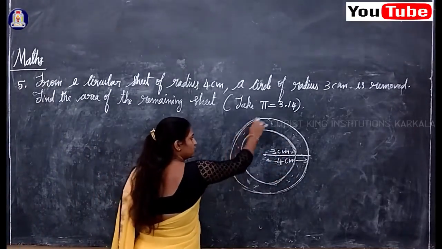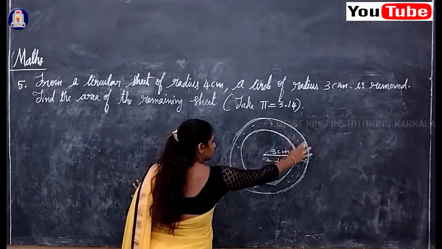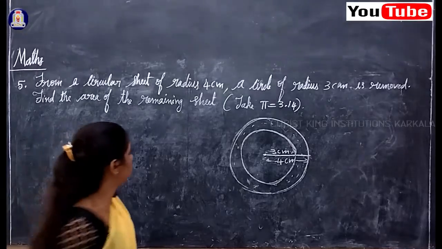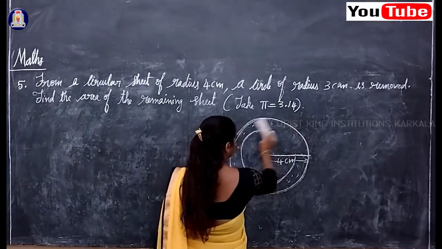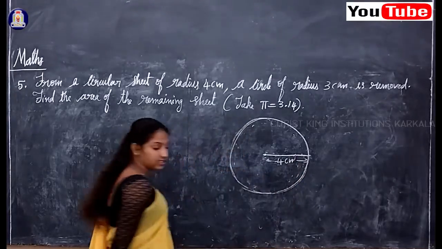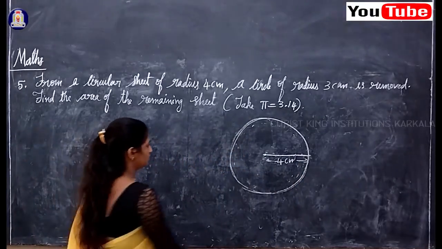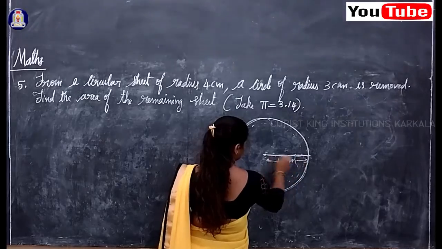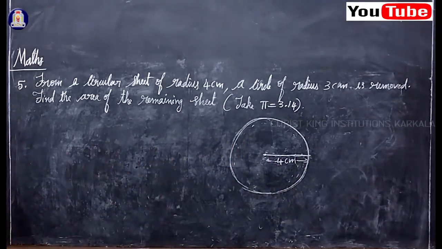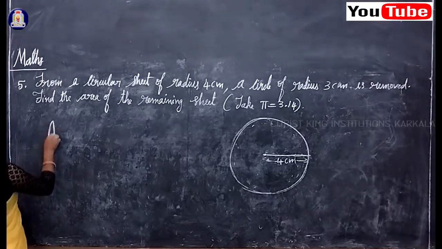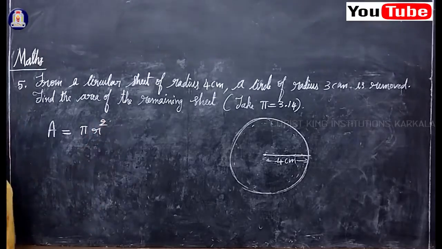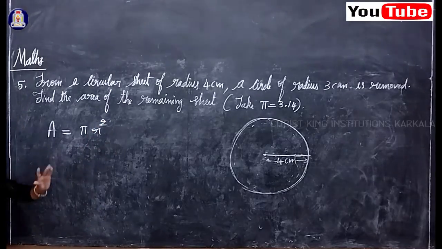Area they are asking. So first we must know the area of the larger circle. Now we should not consider the smaller circle. First we have to consider the larger circle. How much area is there in that circular sheet? So now this is the 4 centimeter circular sheet, and you have to find the area. Area is equal to pi r square. Clear? So directly you can solve this.